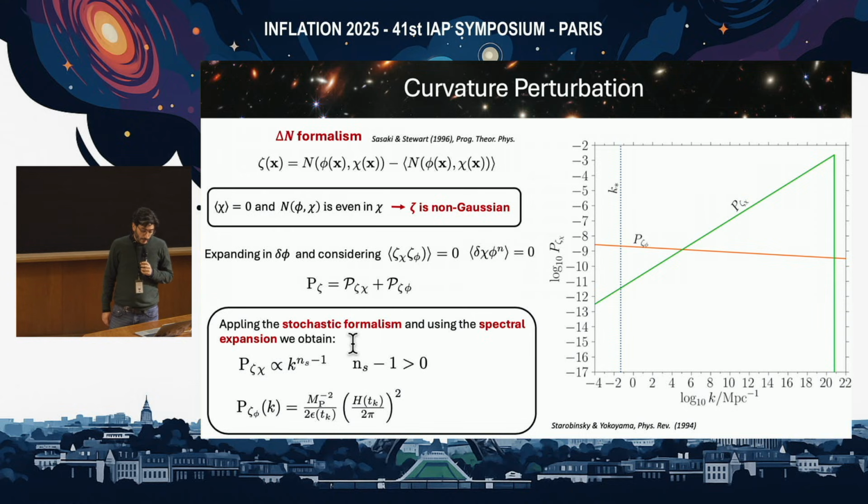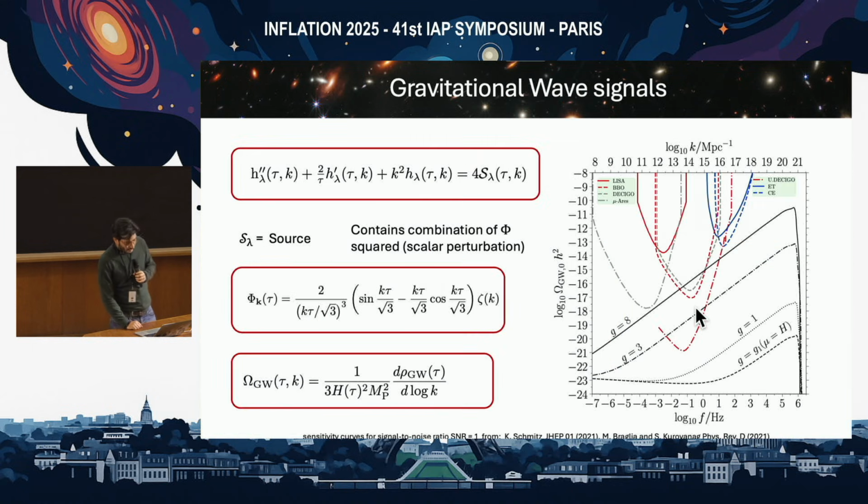That said, we applied the stochastic formalism and a spectral expansion, and this leads us to blue-tilted power spectra, as you can see on the right. Now, at second order, curvature perturbation acts as a source for tensor modes. You can see in the plot omega, the gravitational wave spectral density, as a function of the frequency. The different colored lines are the sensitivity curves, while the black lines are the signal in this setup.